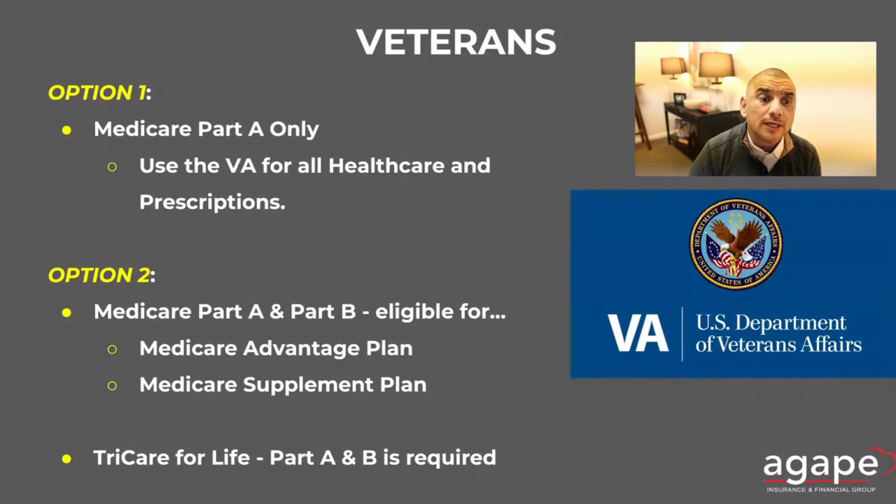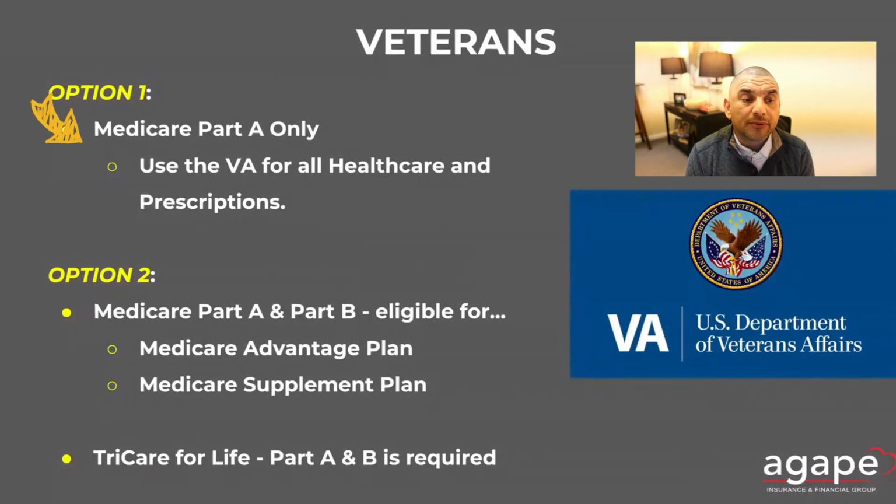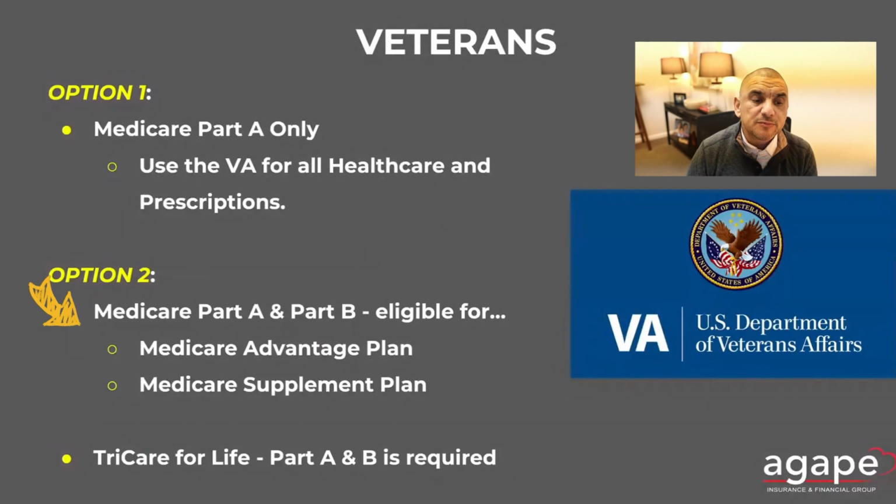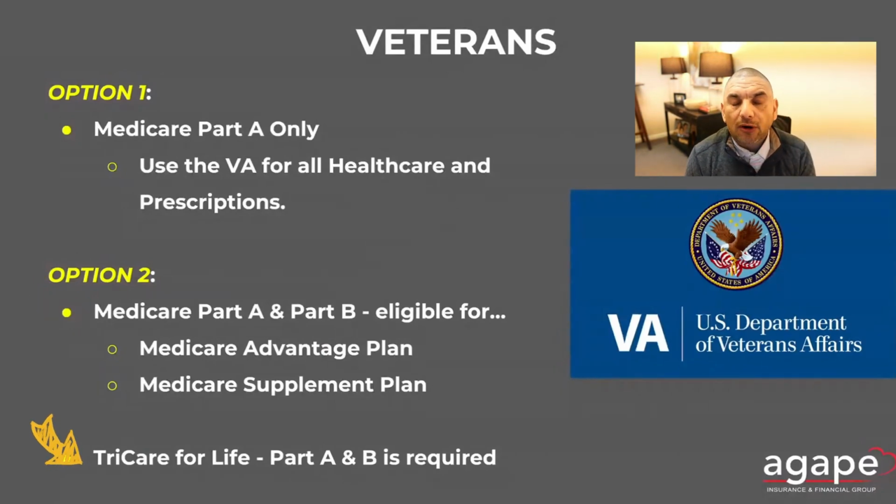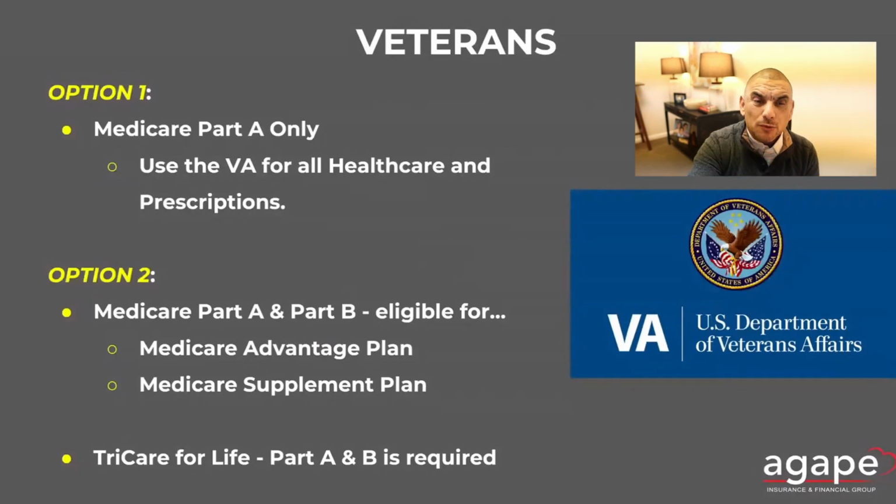Okay, so option one, Medicare Part A only. Use the VA for all health care and prescriptions. Option number two, Medicare Parts A and B, eligible for Medicare Advantage plan, Medicare Supplement plan, TRICARE for Life, Part A and B is required. So you definitely, if you're a veteran, want to get this right, and you want to work with someone who's seasoned, who knows what they're doing in this area, so that way you don't mess up your veteran benefits.